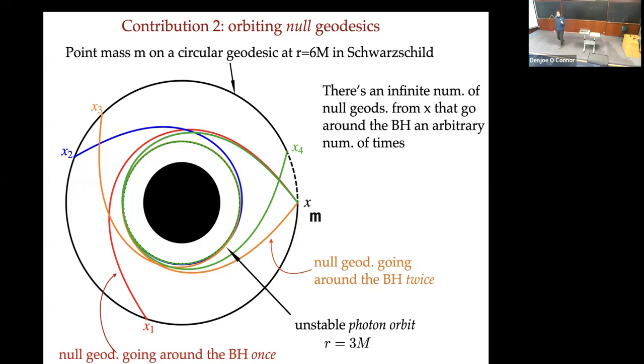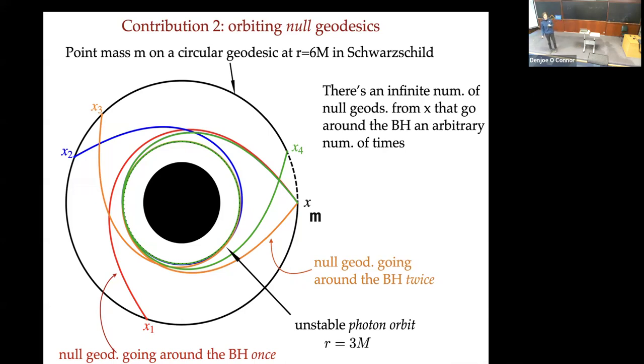So what are the contributions? So that's the line here to 3M. And the outside is 6M. Yeah, exactly. So 6M is this time-like circular geodesic here. 3M, you're right, is this one here. You can't really see it because it's almost overlapping with the green line, because they're asymptoting to 3M. They're getting closer and closer. The more orbits they do, the closer they get to the unstable photon orbit.